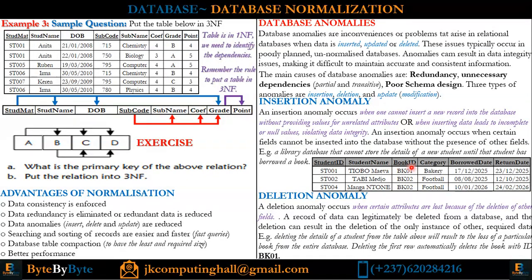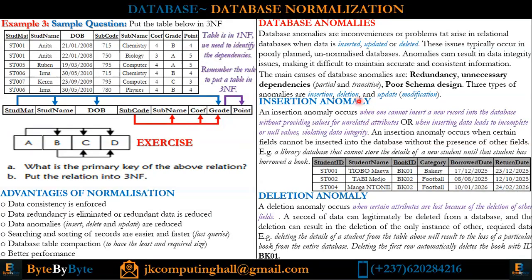If I delete this row, you see that it's going to delete the book with ID BK01 with this category and this other information. But what I'm trying to delete is just this particular student who may not be present in our school again. And this deletion will result to what? The deletion of the book with ID BK01. And this leads to what we call a deletion anomaly, because while I'm trying to delete this, it also deletes an important information which does not need to be deleted.